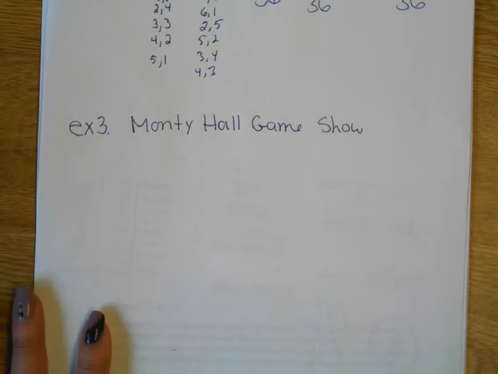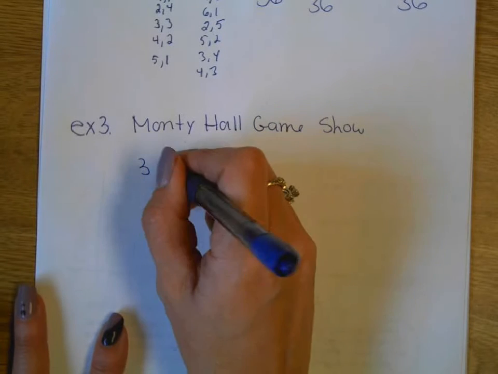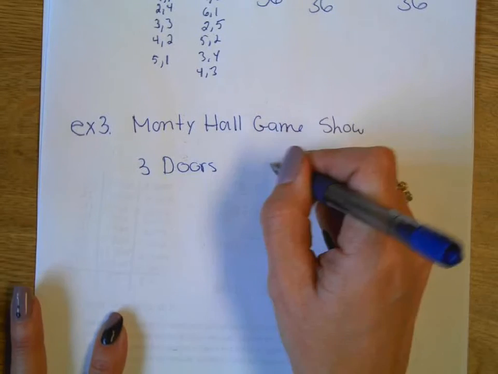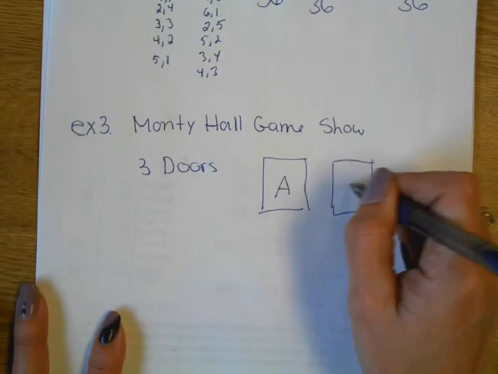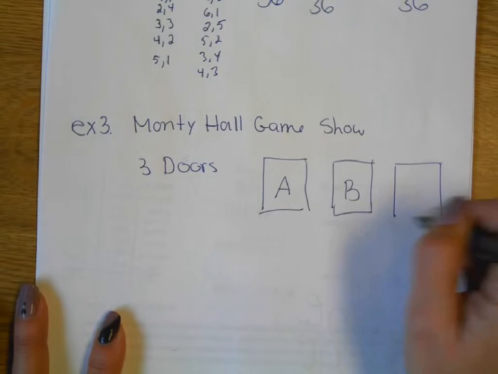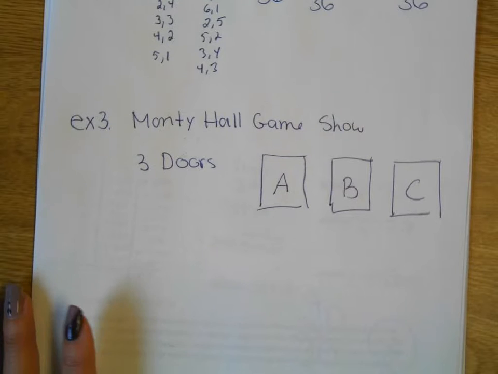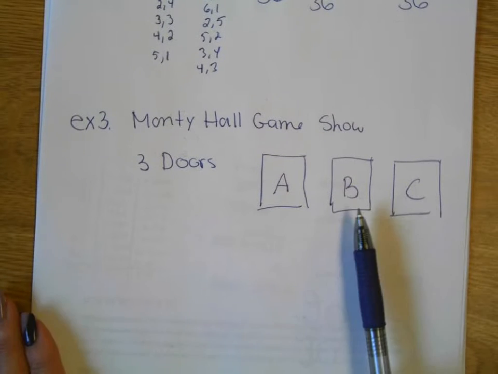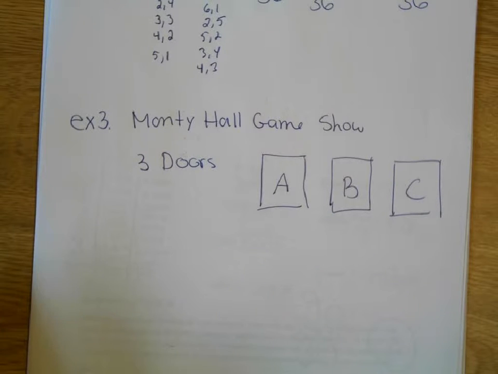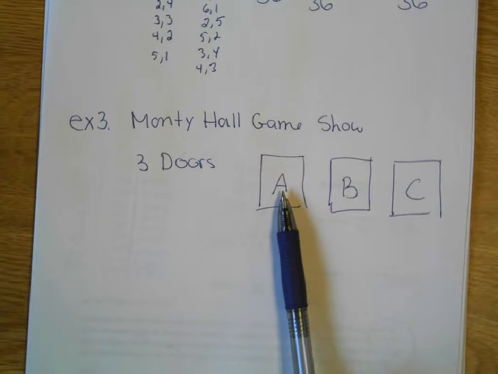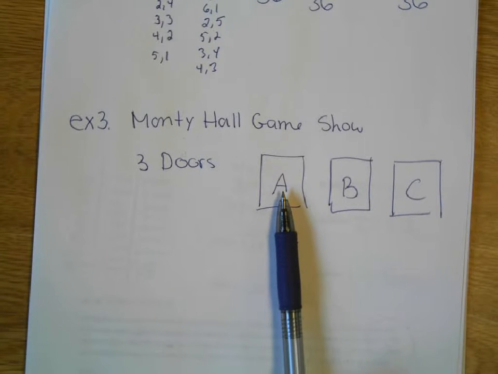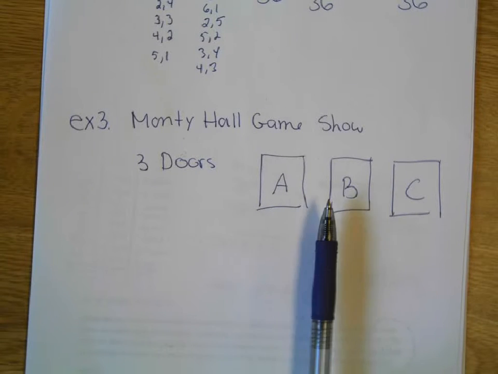So, the way the game show worked, you had 3 doors. We'll call them door A, B, and C. Behind one of the doors was a pig. Behind the other 2 doors were good prizes. What you did was you picked a door, and he knew where the prize was. No, there's 2 pigs and 1 prize. Sorry, 2 pigs and 1 prize.